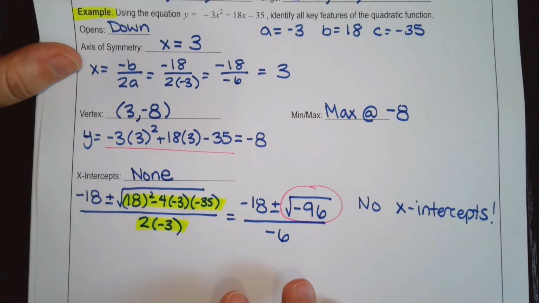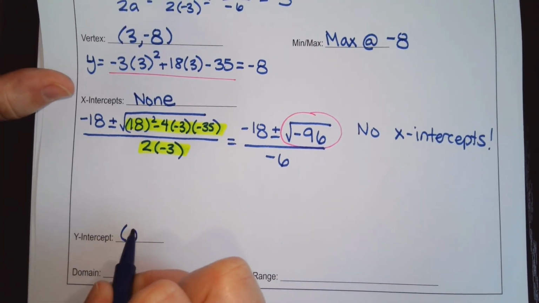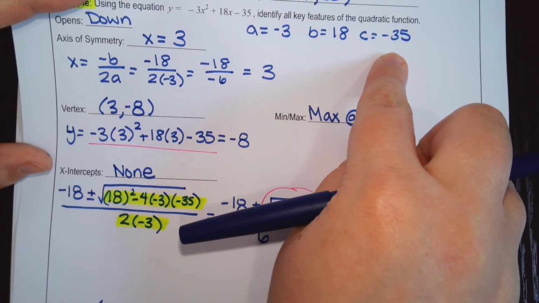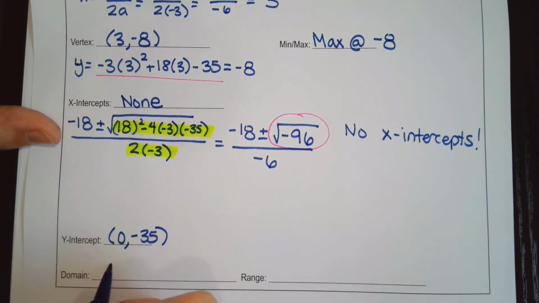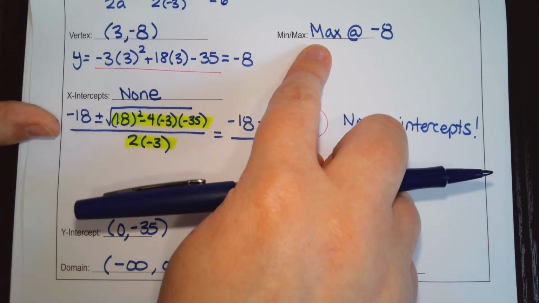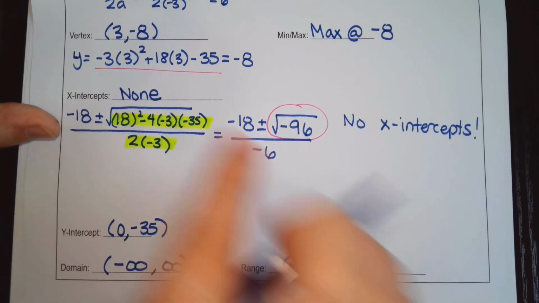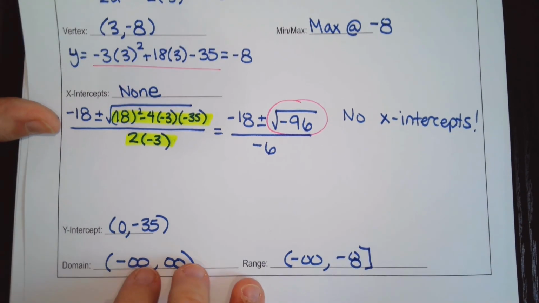All right, we just have a few more things to do. All right, y-intercept. Remember, the y-intercept is going to be 0, our c value. If I go slightly up, our c value is -35. So -35. Domain, exactly the same thing as it's always been. -infinity to +infinity. And finally, our range. Since it was a maximum, we start at -infinity, and then we end at vertex y. Vertex y was -8, and we put the bracket.